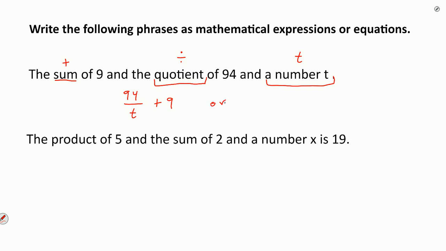So you can write it this way, or you could write 94 over t. With addition, it doesn't matter. You could flip the order, and it's still the same. So hopefully, you came up with this response. If not, we'll try again.